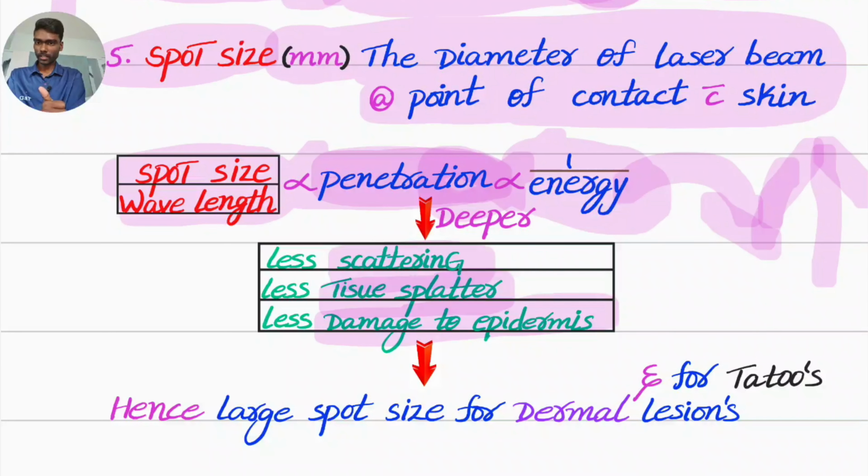In another scenario, we have kept a larger spot size and a longer wavelength. It is directly proportional to penetration. So depth of penetration will be more with less scattering and less damage to the epidermis. Without damaging the epidermis, it will go deep because depth of penetration is more and there is less tissue splatter. Here tissue splatter means we are using laser light and burning out the target.